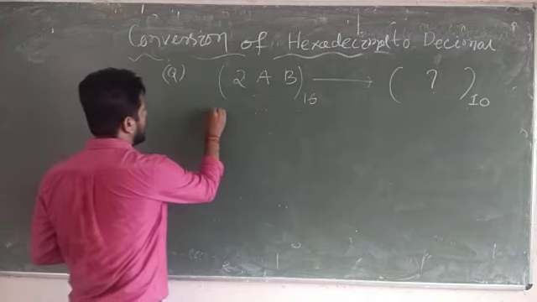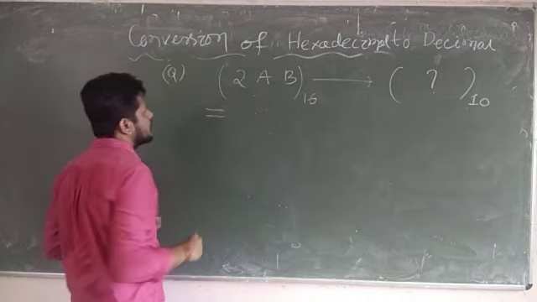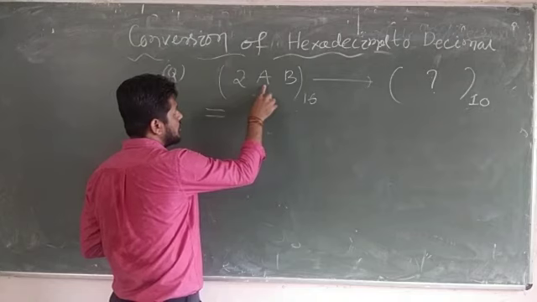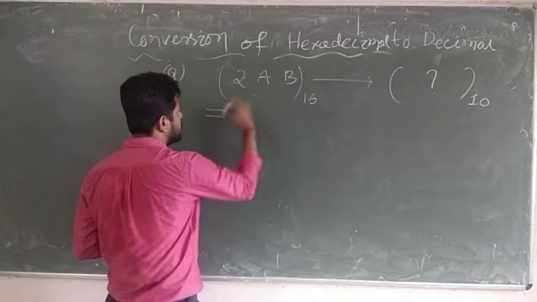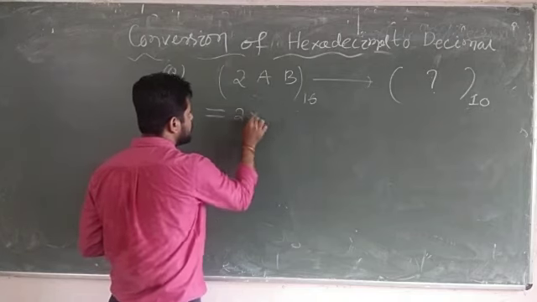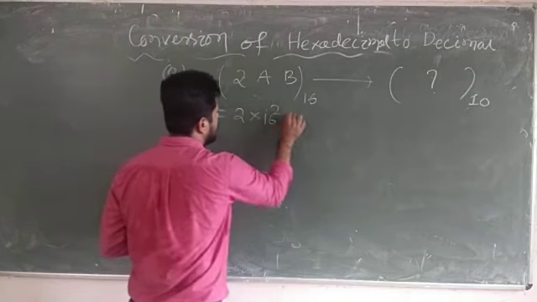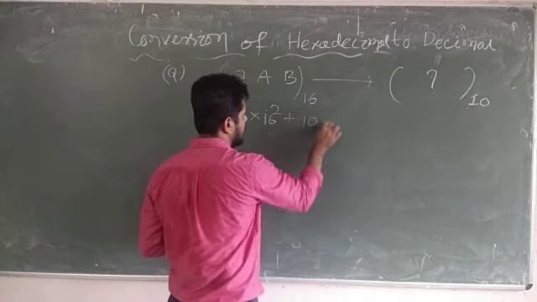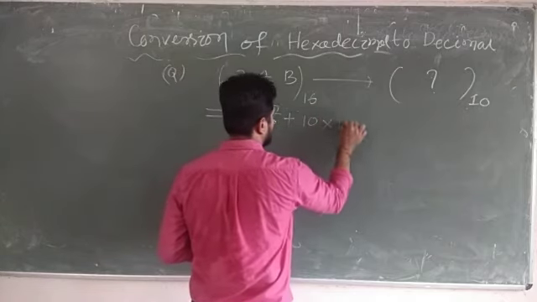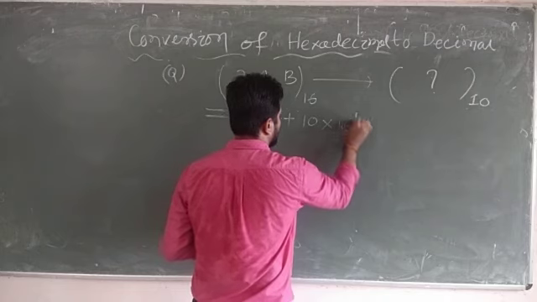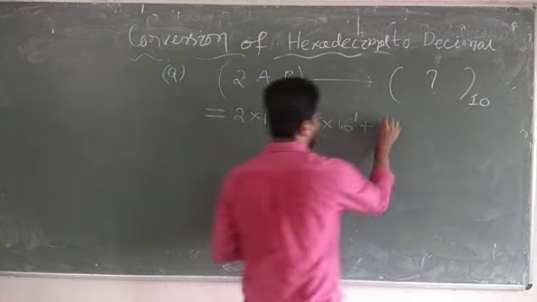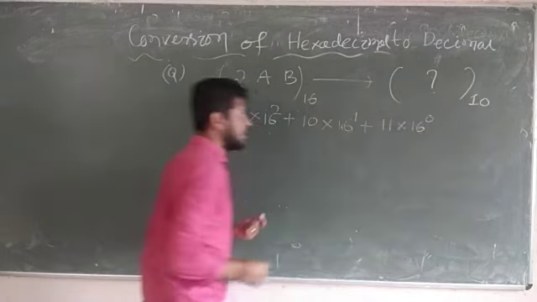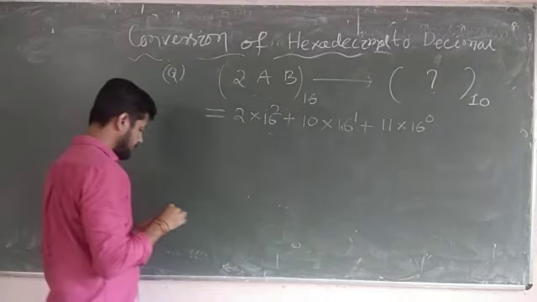So how to write? So obviously the positional weight is 16 to the power 0, 16 to the power 1 and 16 square. So 2 into 16 square plus A means 10, that means 10 into 16 to the power 1 plus 11 into 16 to the power 0.